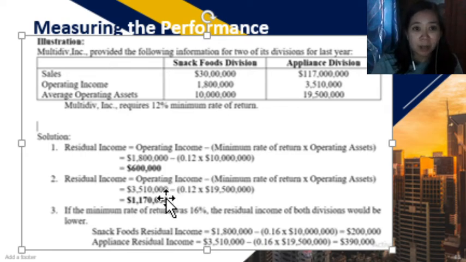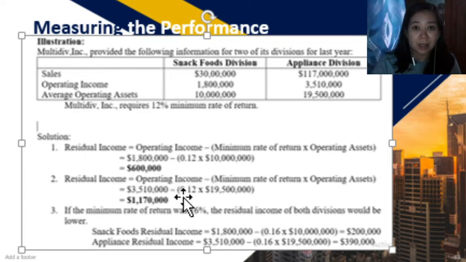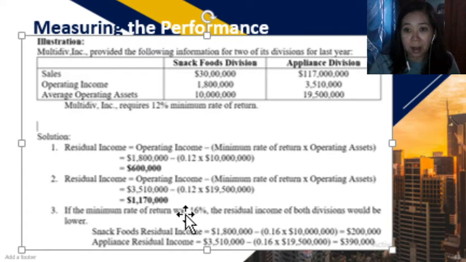For the appliance division, it is the same process, and we have taken the data from the table right here. Its residual income is $1,170,000. If we compare these two divisions, we can say that the appliance division is better because they have a higher residual income. So what if the minimum rate of return is 16% instead of 12%?